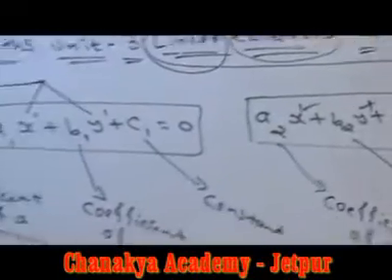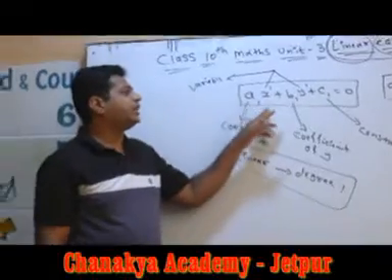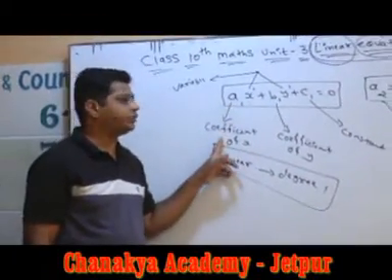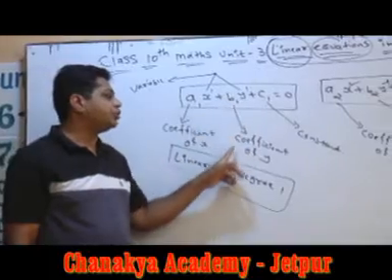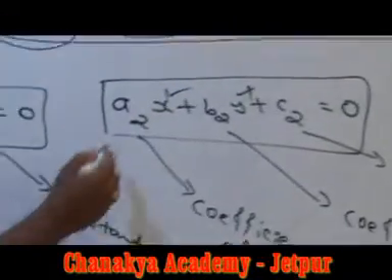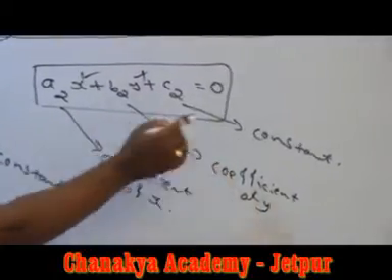Students, now again we are emphasizing these two equations. Equation 1, a1x plus b1y plus c1 equal to 0, where a1 is a coefficient of x, b1 is a coefficient of y, c1 is a constant. In equation 2, a2 is a coefficient of x, b2 is a coefficient of y, c2 is a constant.